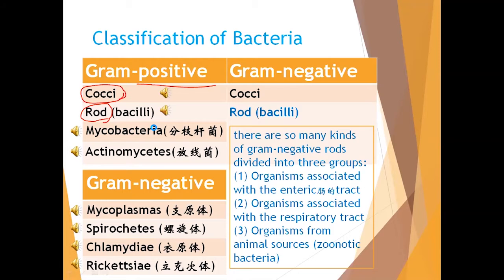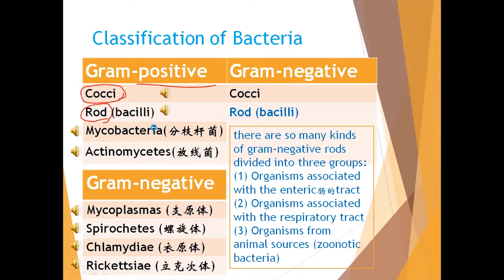Spirochetes, and Chlamydia, and another kind, Rickettsii. So that's basically this special kind that still belongs to gram negative. We will talk about some detail later.